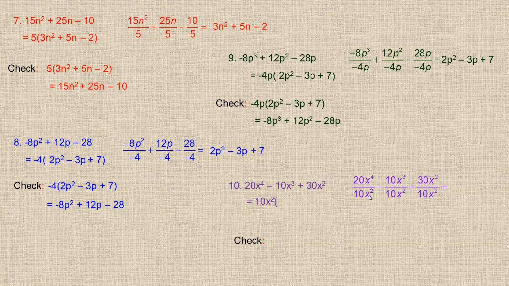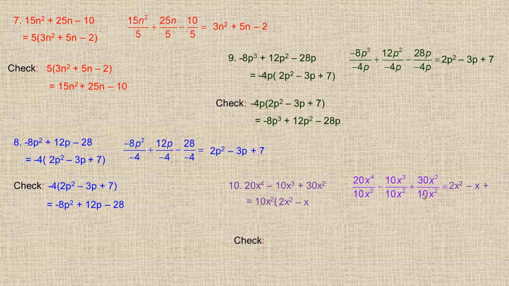So 20x to the fourth divided by 10x squared: 20 divided by 10 is 2, and it's x squared because 4 minus 2 is 2. So we put our 2x squared here. Negative 10x cubed divided by 10x squared. Now negative 10 divided by 10 is a minus 1. And x cubed divided by x squared, we subtract the exponents, so 3 minus 2 would be a 1. So just a minus x here.